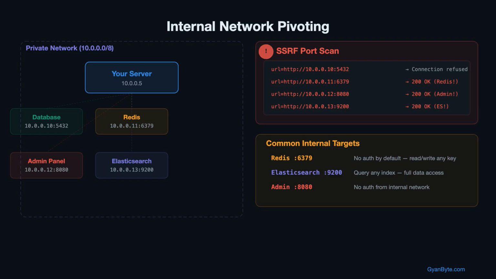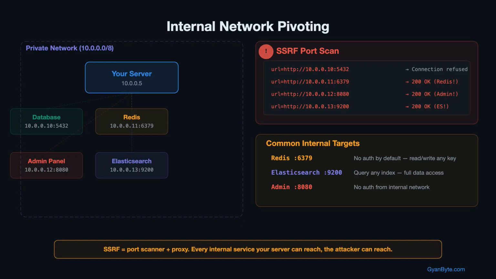Common targets: Redis on port 6379, no auth by default; Elasticsearch on 9200, query any index; internal admin panels on port 8080, often no authentication when accessed from inside the network. SSRF turns your server into a port scanner and proxy. Every internal service your server can reach, the attacker can reach too.